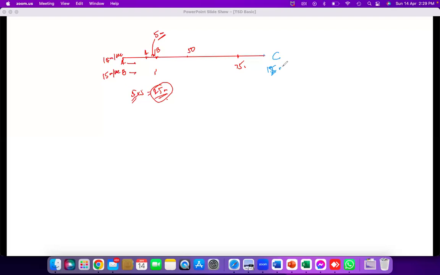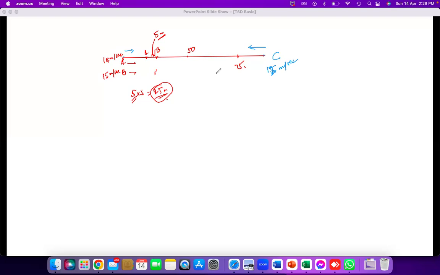12 meters per second. Fine. Now, B is not moving. B is there. A is moving towards C, and C is moving towards A. What does it mean? It means they are moving in opposite directions.